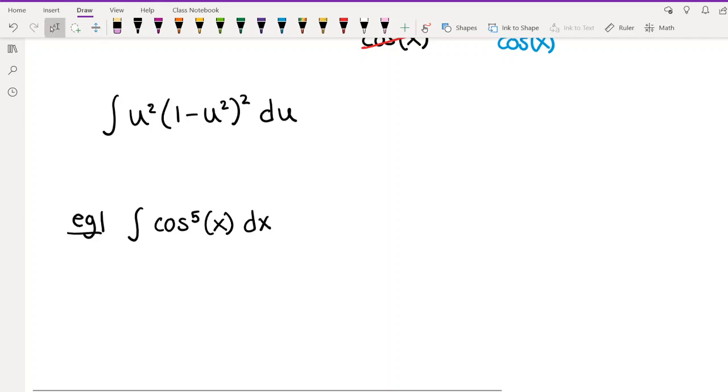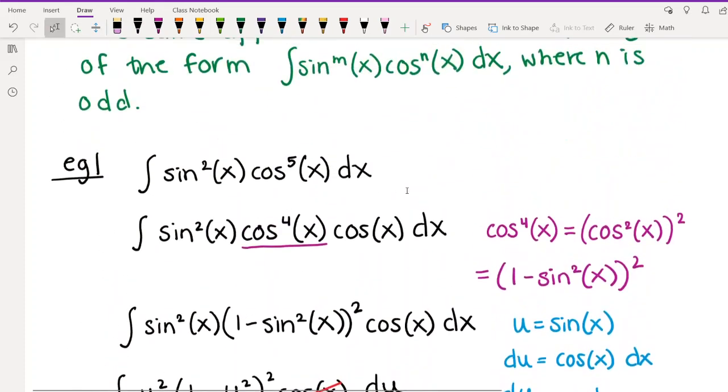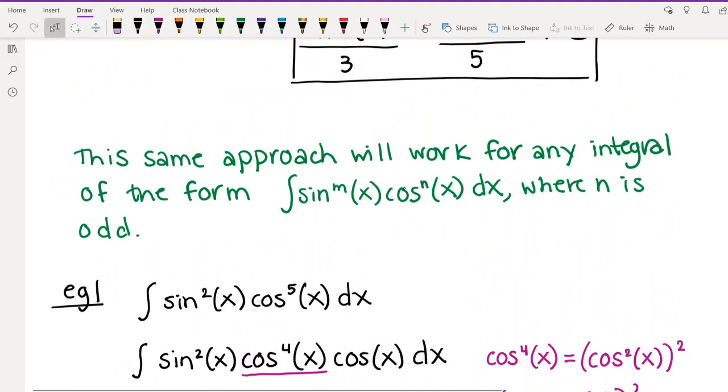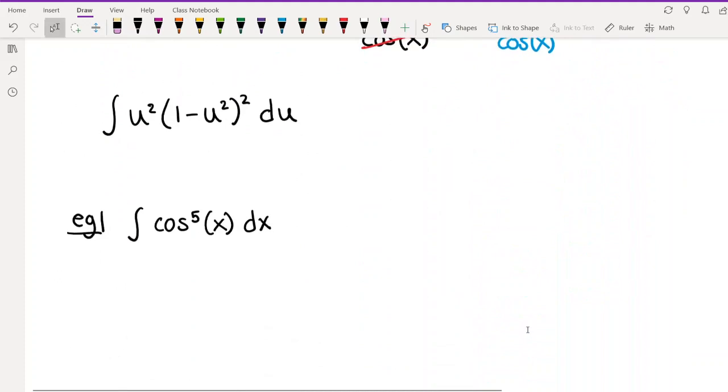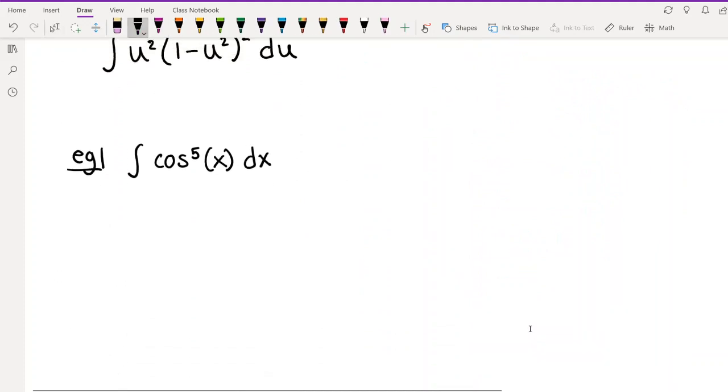So this time there's no sine, right? And so really it still actually fits with this format here. It's just that the exponent on sine is 0, right? Because if you take something and raise it to the 0, you get 1. And so it still fits with this. It still has an odd number as the exponent for cosine. And so this approach will actually still work. So again, we just want to split this apart.